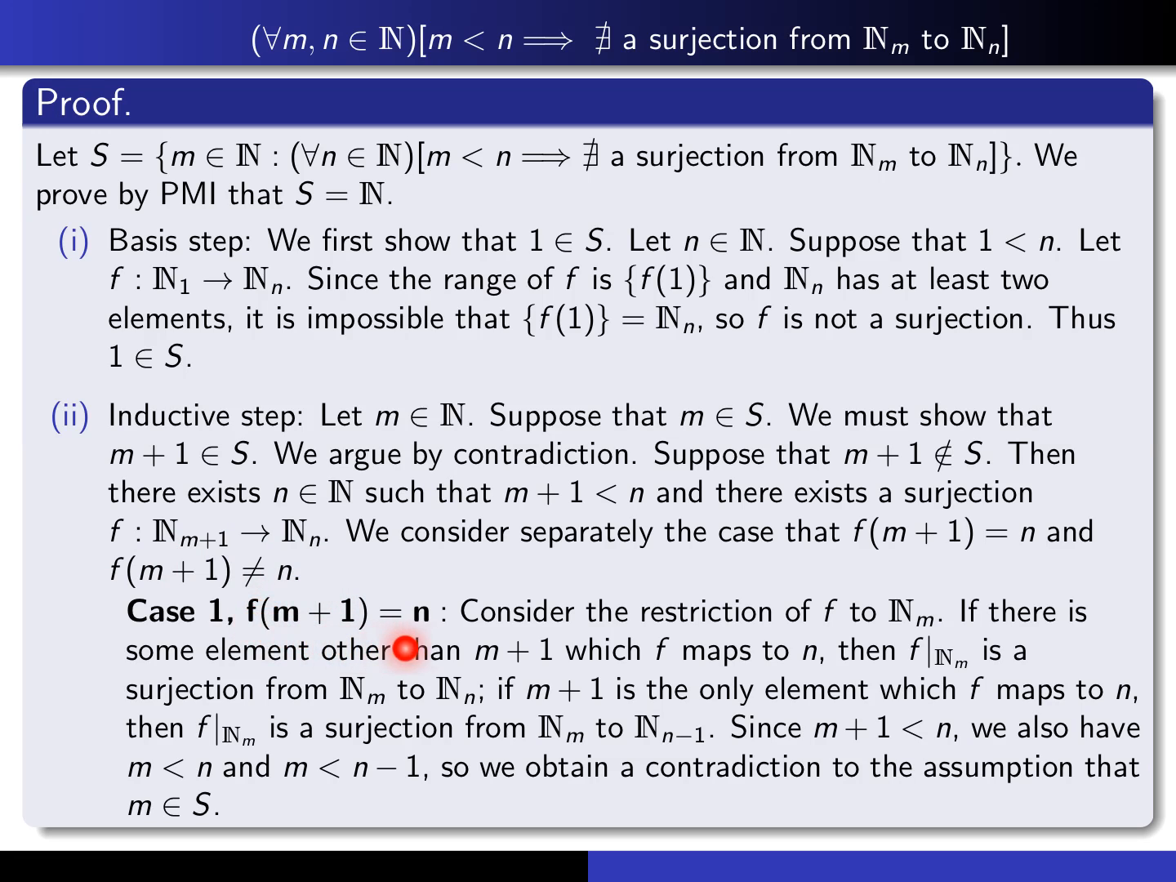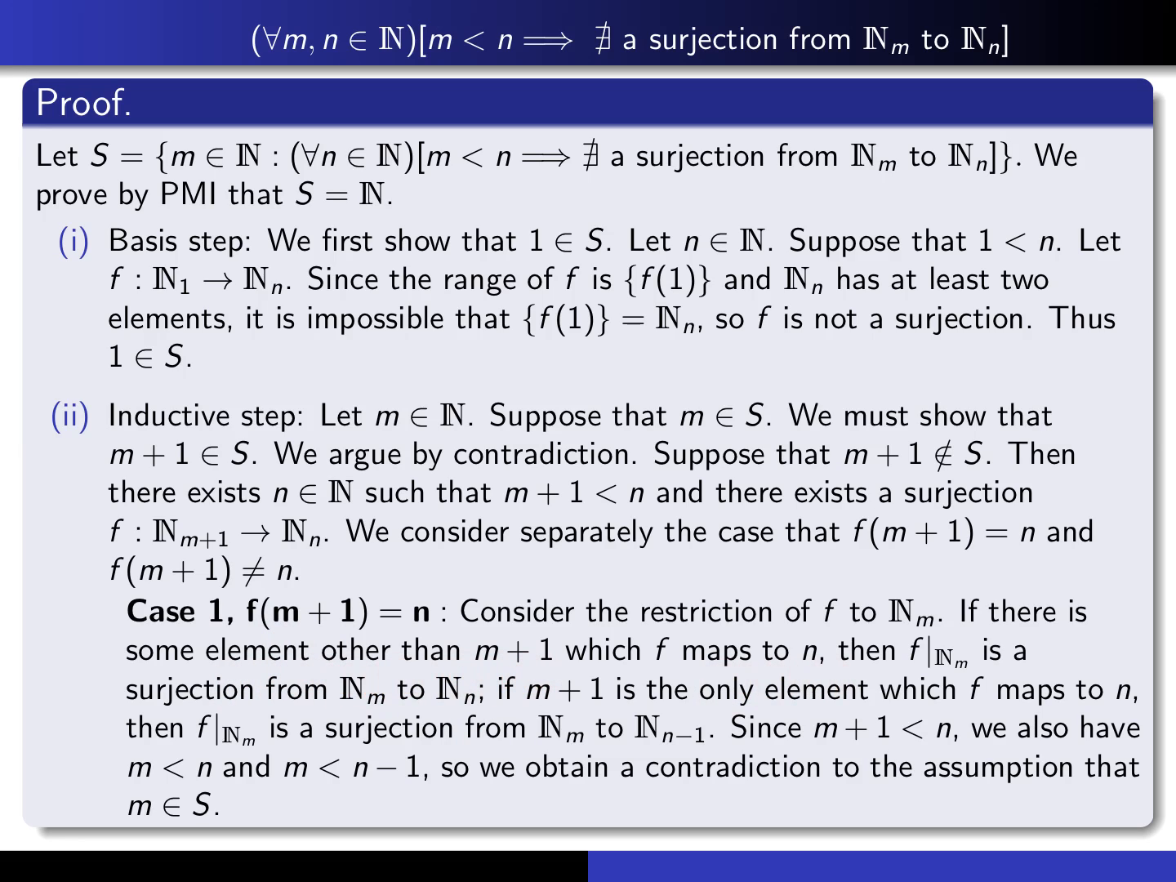If f of m plus 1 is actually equal to n, then I'm going to consider the restriction of f to N sub m. Now, if there happens to be some element other than m plus 1 which maps to n, then the restriction of f to N sub m is going to be a surjection from N sub m to N sub n. In other words, we didn't really need the m plus 1 to get n in the range of f, because there's some other element other than m plus 1 which is mapping to it.